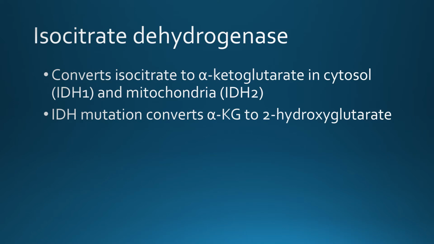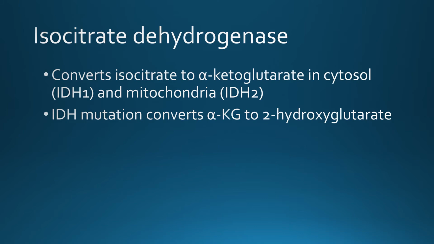I want to just talk a little bit about isocitrate dehydrogenase. So we've talked about IDH mutations. Just to go over what exactly this means: isocitrate dehydrogenase converts isocitrate to alpha-ketoglutarate, and there are two varieties, IDH1 and IDH2. IDH1 is in the cytosol, IDH2 is in the mitochondria.